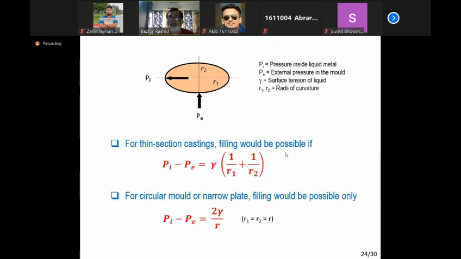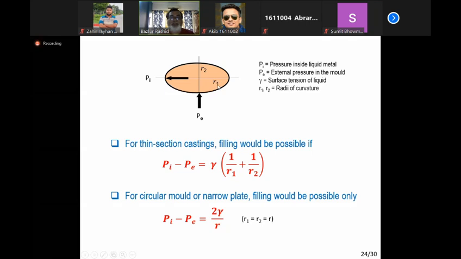For example, here, this is the ideal case scenario. So it is a hemispherical shape channel with different radii, the common principal radii. So this is the internal pressure, Pi, because of which liquid metal flows into the mold, into the channel, and this is the external pressure, Pe, and because of that liquid metal cannot enter the mold cavity or cannot flow into the channel.